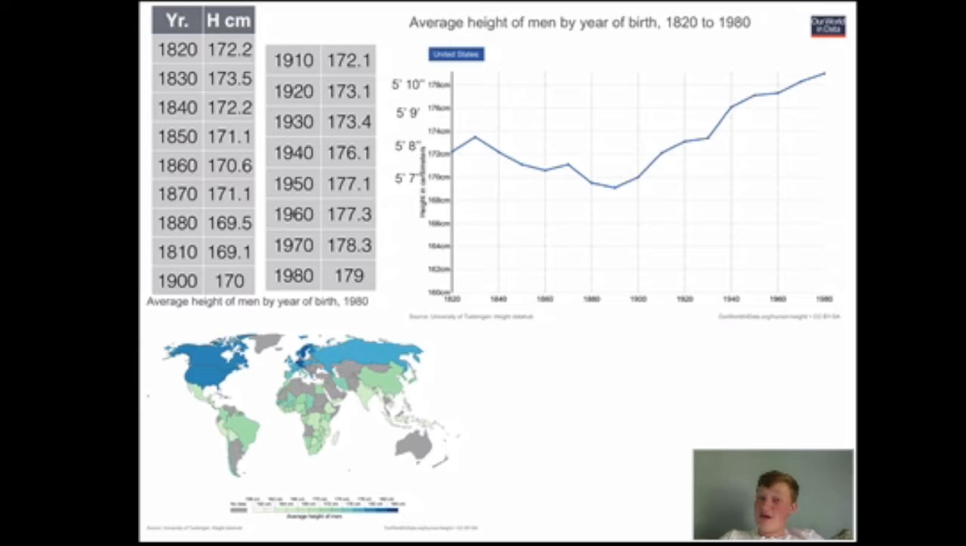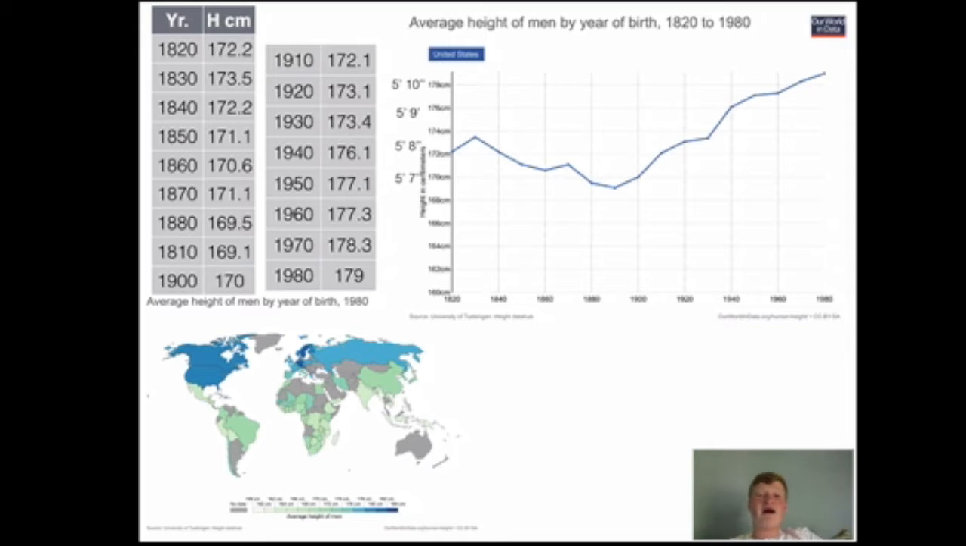So, the average height of men over the decades. And here on your top left are some tables I've been able to put together using this data that show what the height is in centimeters. And so for our American viewers, I placed some equivalent height measurements in feet next to our graph there.